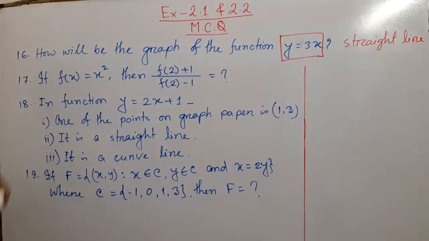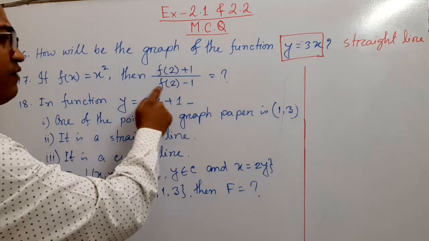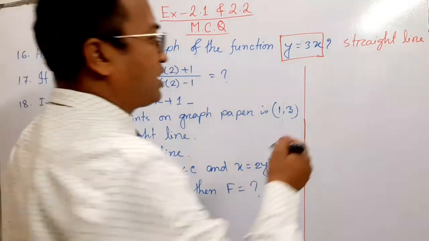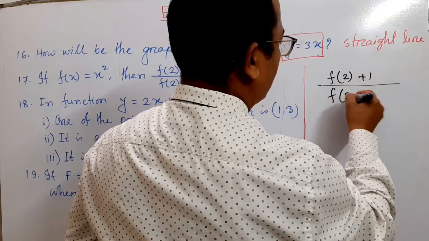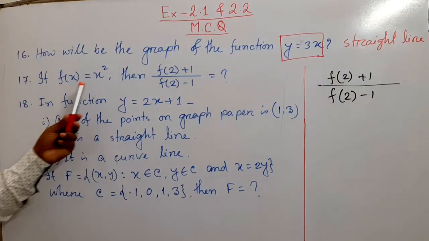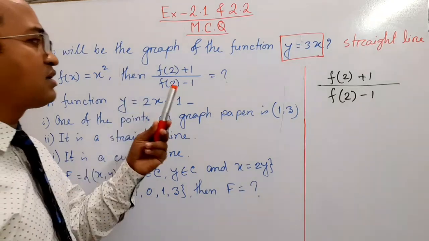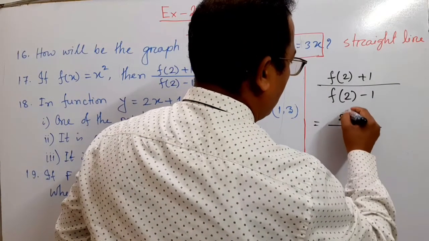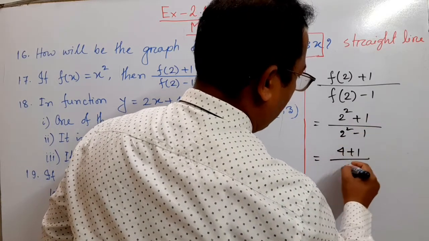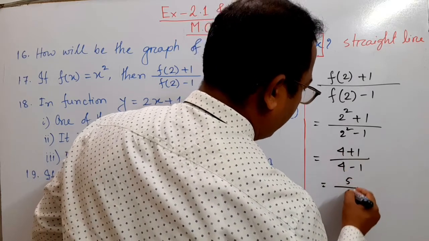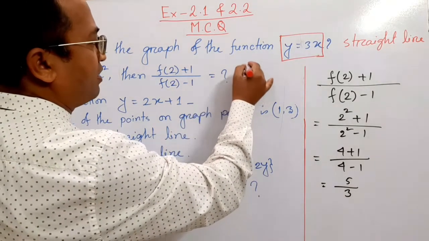Look, question number 17. If f of x is equal to x square, then f of 2 plus 1 by f of 2 minus 1 is equal to what? We will find out the value of f of 2 plus 1 and f of 2 minus 1, where f of x is equal to x square. So it will be (2 square plus 1) by (2 square minus 1), that is (4 plus 1) by (4 minus 1), that is 5 by 3. So the result of this question is 5 by 3.